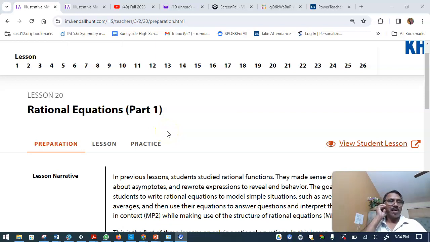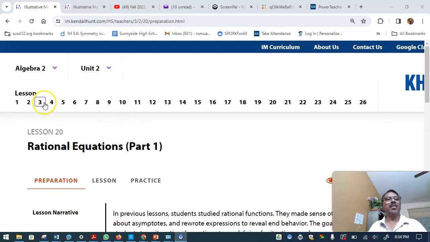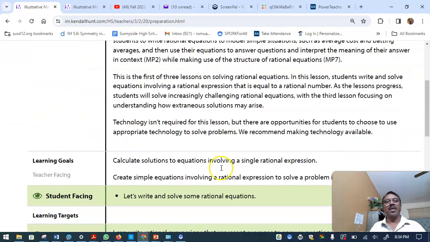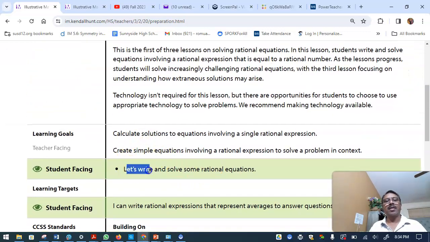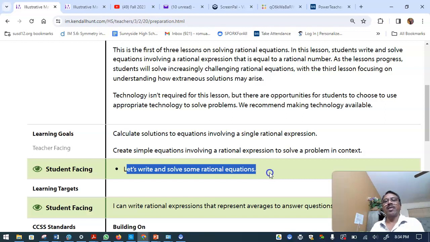Okay, hello students. I'm back with Algebra 2, Unit 2. I am illustrative mathematics, and this is lesson number 20. And the goal of this lesson is let's write and solve rational equations.